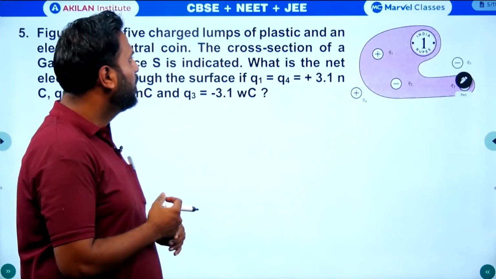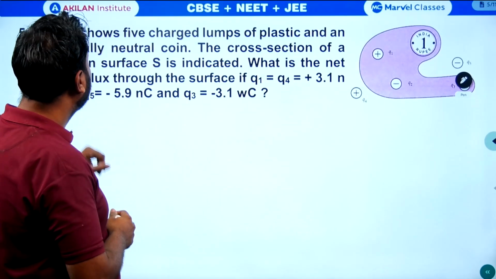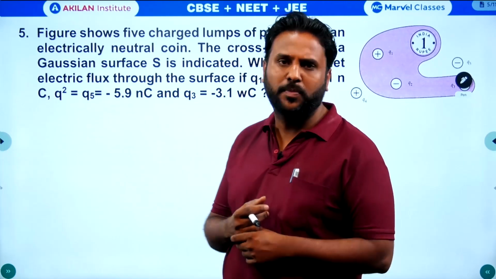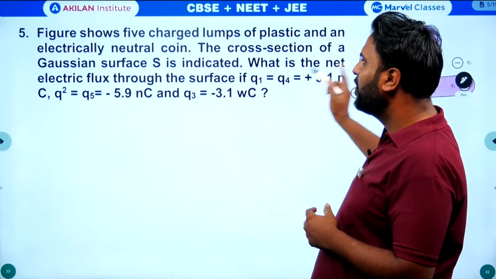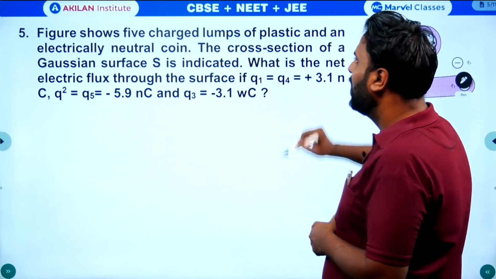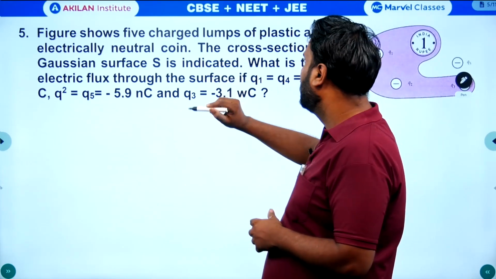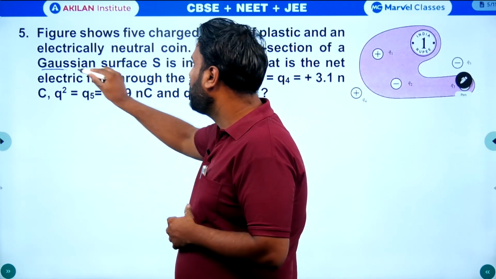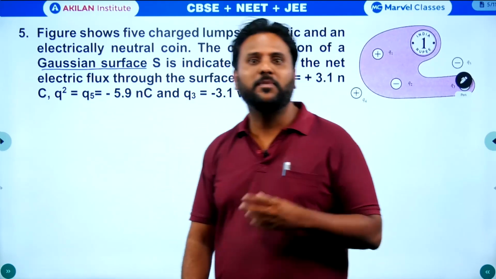So for these problems, you just listen to what they have given, the concept from which we are able to understand which topic we are going to discuss in this problem. The figure shows a very important problem. The 5 charged lumps of plastic and an electrically neutral coin. The cross section of the Gaussian surface. They very clearly tell which topic we are going to study here from the given problem.